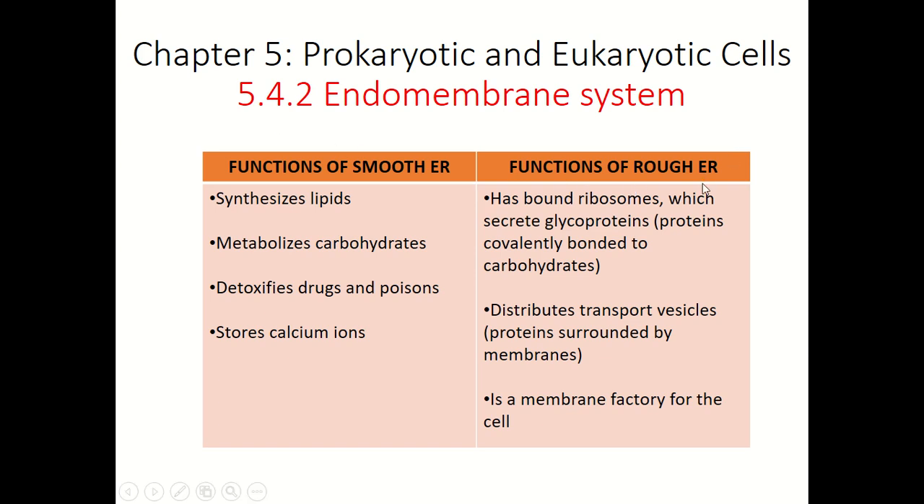Meanwhile, rough endoplasmic reticulum has bound ribosomes, which later secrete glycoproteins, in which glyco refers to the carbohydrate and protein refers to the protein. So the proteins are covalently bonded to the carbohydrate. And then, since the rough endoplasmic reticulum secretes glycoproteins, it will distribute the glycoproteins by using transport vesicles, and it is also a membrane factory for the cell.